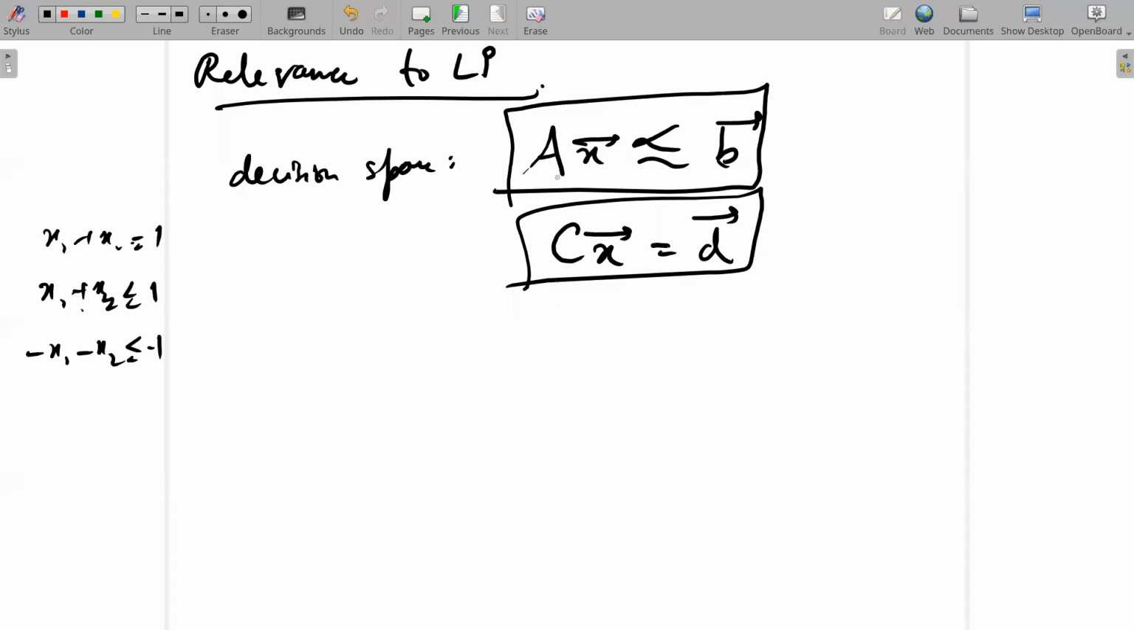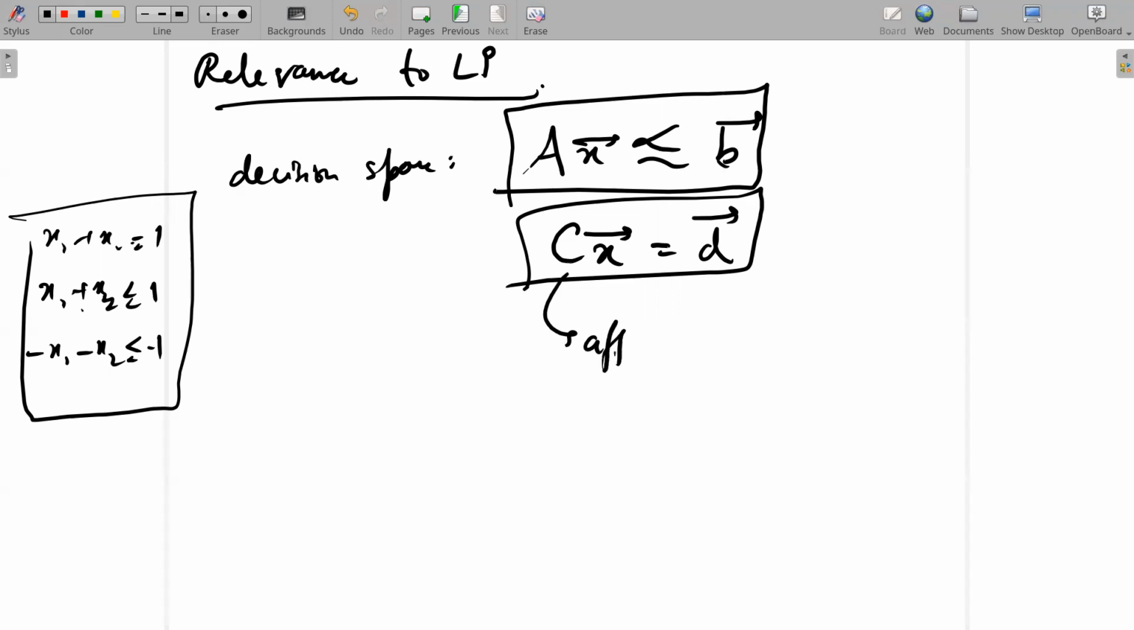So I can always in general write it in this manner, but let's just go ahead and split them up into the simplest cases. So Ax less than or equal to b and Cx equals d. So this is an affine set. We have seen the set of solutions to these systems of linear equations are affine sets. So this is in fact a convex set.